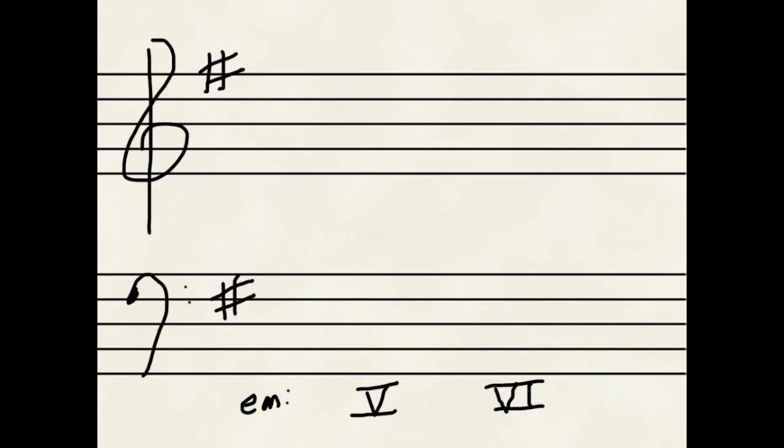The other progression that causes problems is the 5 to 6, like the deceptive cadence. So let's write the 5, which is going to be B, D sharp, F sharp. So let's put 2 B's and a D sharp right here and F sharp.